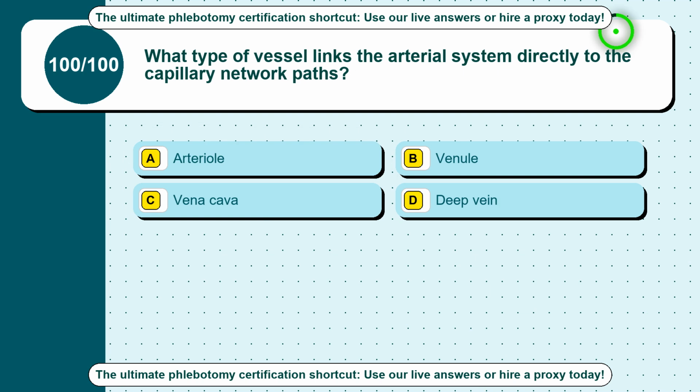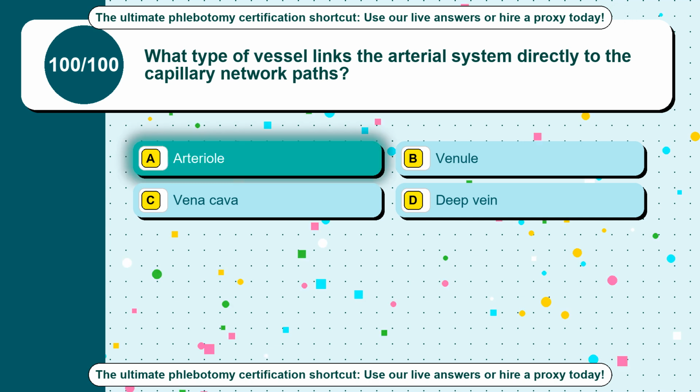Question 100. What type of vessel links the arterial system directly to the capillary network paths? Option A, arteriole. Option B, venule. Option C, vena cava. Option D, deep vein. The correct answer is option A, arteriole.